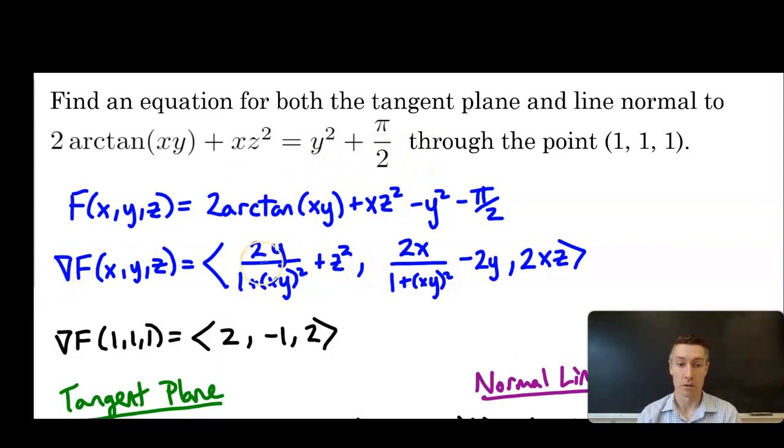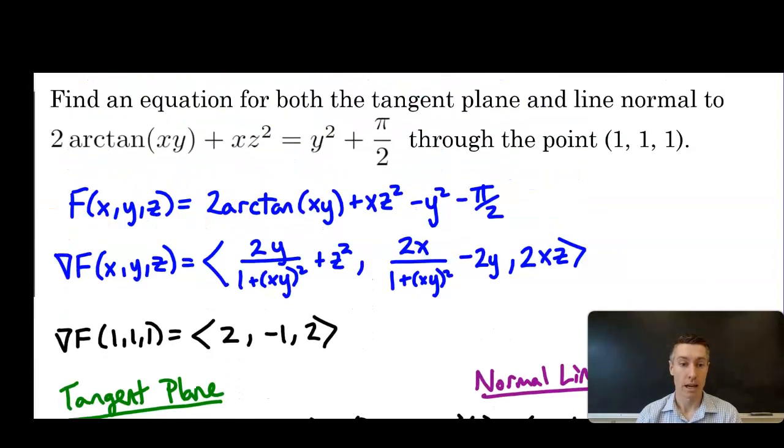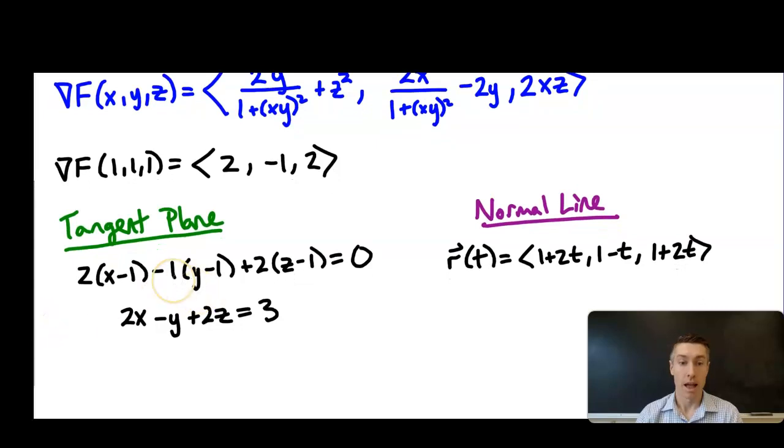Gradient vector, so you can see all our partial derivatives, evaluated at the point 1, 1, 1 gives us 2, negative 1, 2. And then we have our tangent plane and our normal line. So tangent plane is 2x minus y plus 2z equals 3. And the normal line would be 1 plus 2t, 1 minus t, 1 plus 2t.